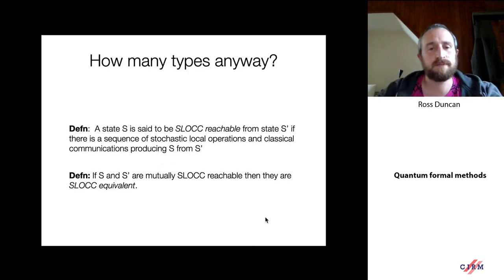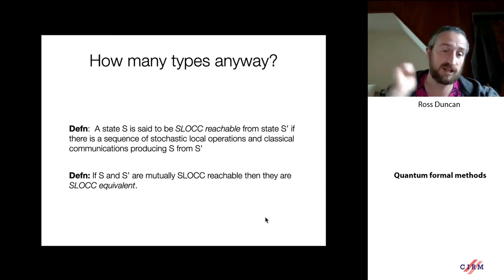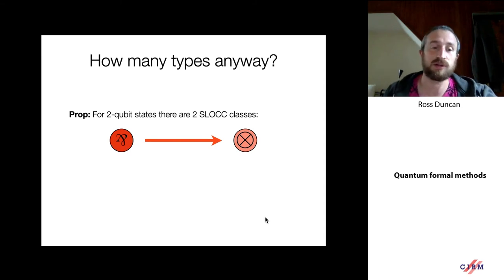We can also ask a little bit more, like how many types is it even reasonable to have if we would like different kinds of entanglement to be different types? A fairly standard definition is to think about what's called the SLOC classes. SLOC is an abbreviation for stochastic local operations and classical communications. A state S is SLOC reachable from another state S prime if there is some sequence of those operations that allows me to transform one state into the other one. And if you can go in both directions, then they're SLOC equivalent. Okay, so how many types are there? If we're looking at two qubit states, there are only two SLOC classes, separable and entangled. And you can transform entangled states into separable states, but not back again.